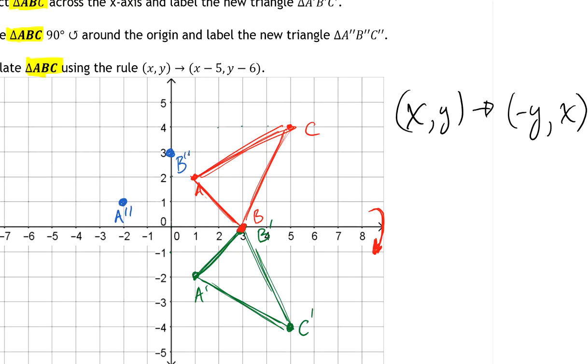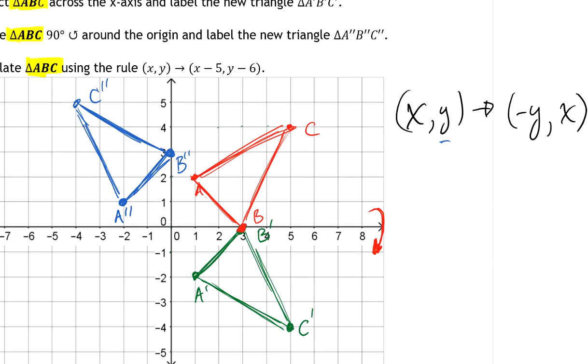And then finally, you can see C was at 5, 4. So that value of y, I'm going to take the opposite and move it up. So it's going to become the point negative 4 and then up 5. Negative 4 and then up 5. So this is the point that we're calling C double prime. So I now have this triangle right here that results from the rotation 90 degrees about the origin.